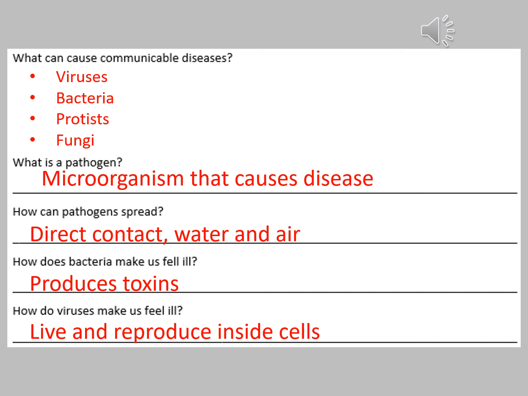So, your 4 answers for what can cause communicable diseases should be viruses, bacteria, protists, and fungi. A pathogen is a microorganism that can cause disease. Pathogens can spread through direct contact, water, and through the air. Bacteria make us feel ill specifically by producing toxins, and viruses make us feel ill by living and reproducing inside cells, which eventually causes the cells to burst, causing wide-scale damage.